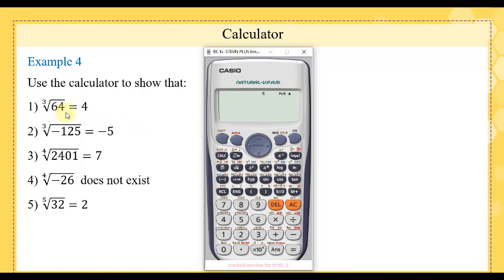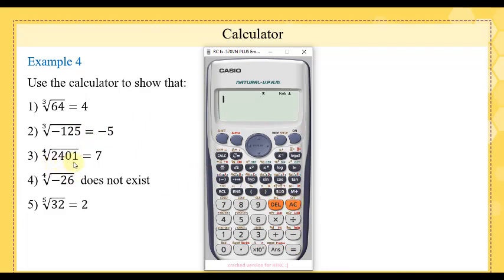Number 1, cubic root of 64, we press shift, cubic root of 64, and then we press equal, it is equal to 4. Number 2, cubic root of minus 125, we press shift, cubic root of minus 125, then we press equal, it is equal to minus 5.